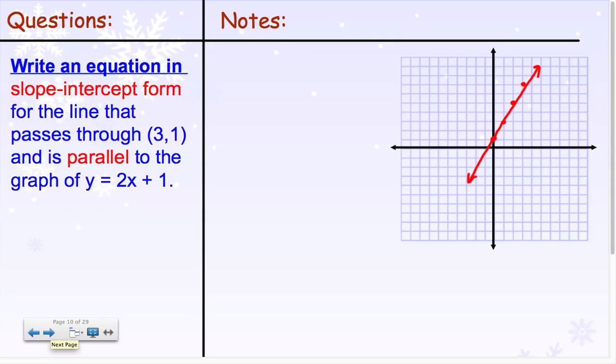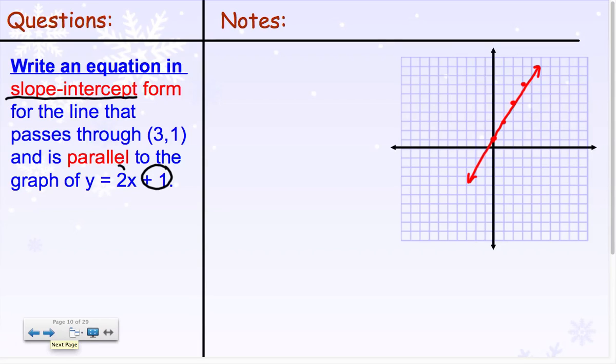Now I've got to think about what information am I given and what information do I need in order to be able to write an equation in slope-intercept form. Well, I need a slope and an intercept. I don't know my intercept. None of the information that they give me is an intercept. I do know my original line's y-intercept, but I need to write an equation for a new line. I also know that I don't have a slope.